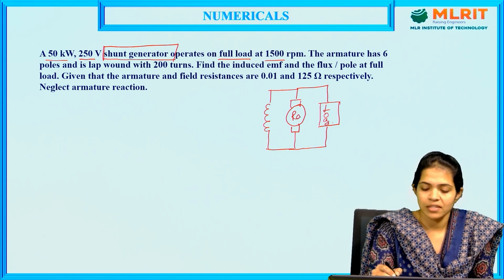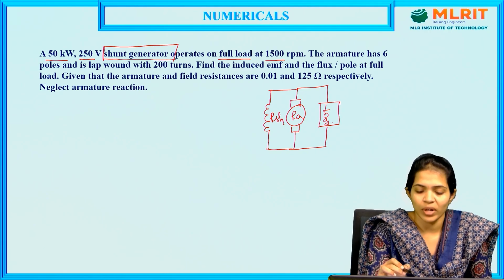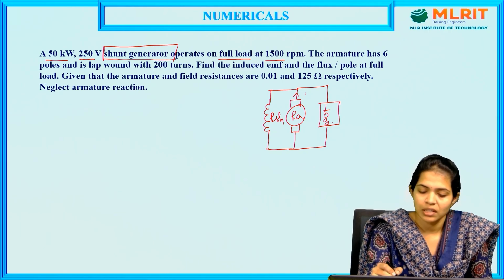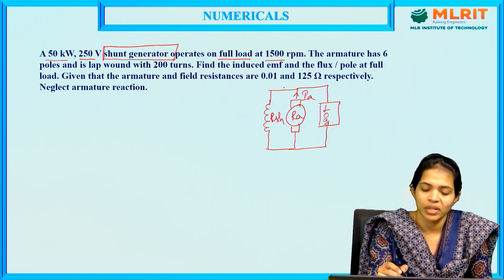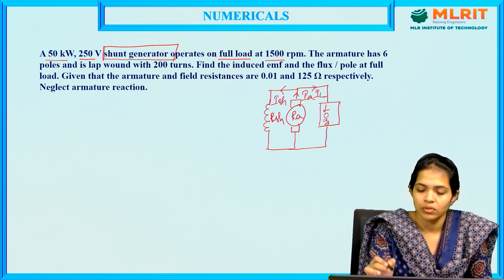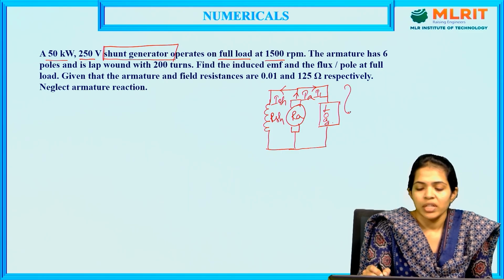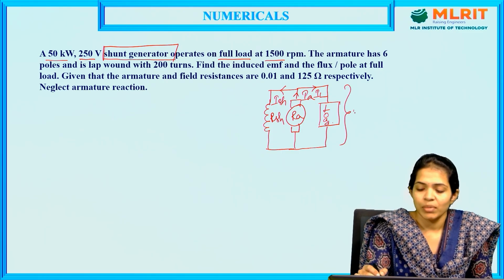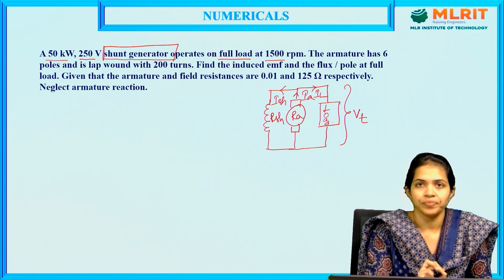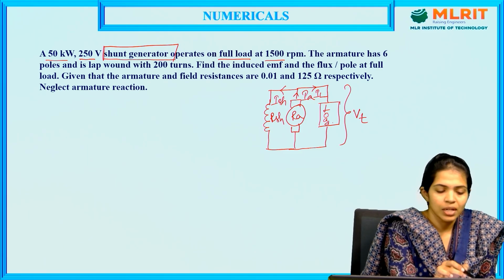Again, Ra is the resistance of the armature conductors. Rsh is the resistance of the shunt field winding, and the current delivered by the armature will be Ia, which will again be divided into the shunt field branch and the load. The voltage appearing across the load terminals can be taken as Vt. Now let us write the given data in the question.